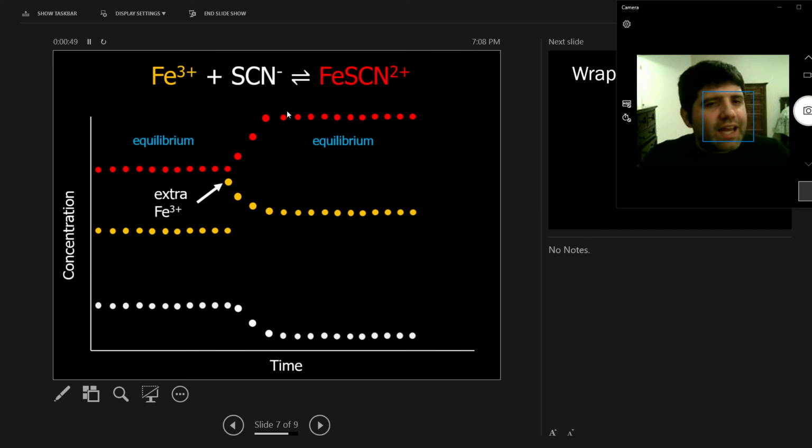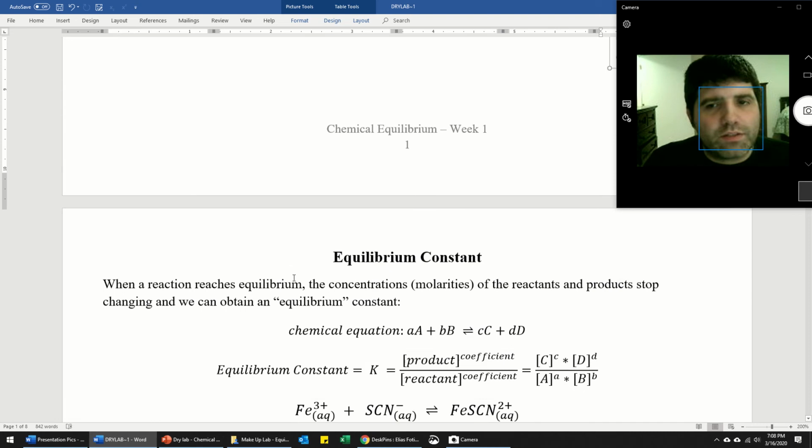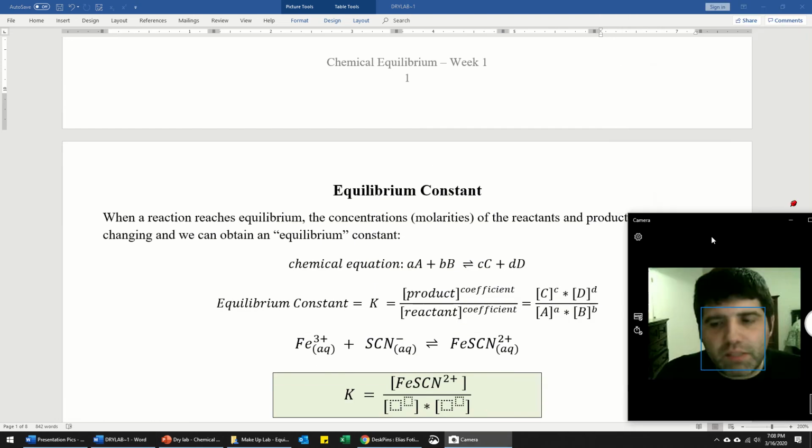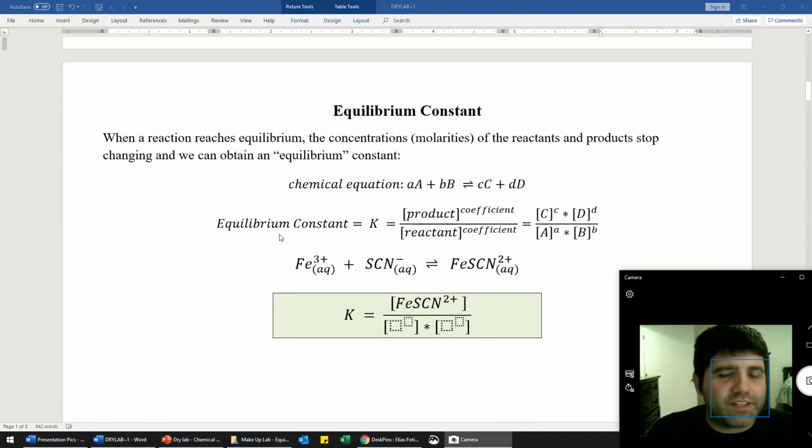And what we can get out of this mathematically is a constant, because these are not changing. We have some proportions going on, and we can get a constant out of it. So let's take a look at that. So this is what we call the equilibrium constant. This is a number that you can get out of a system at equilibrium that will tell you which of the reactants or the products is present in more amount.